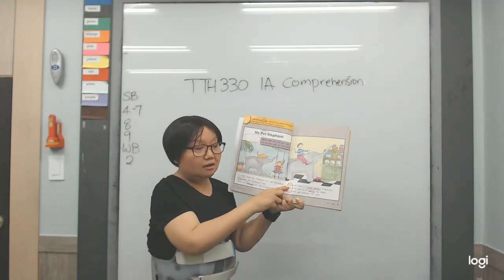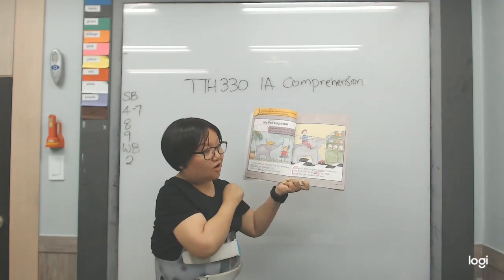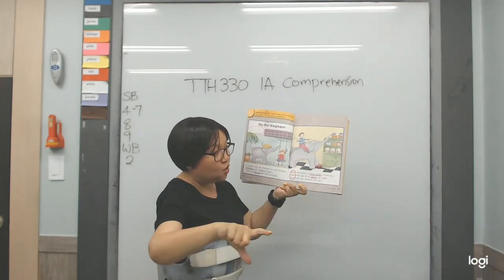Look at the next one, please. So who is Sam? Sam is the elephant. Do you understand? So Sam will have a long trunk. Do you remember? Trunk is the long nose.